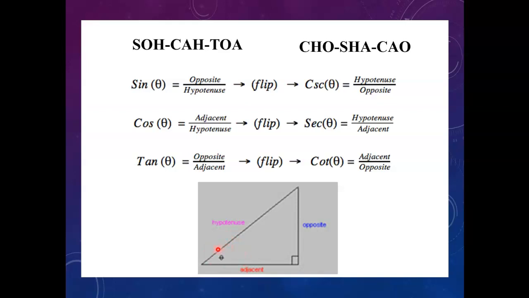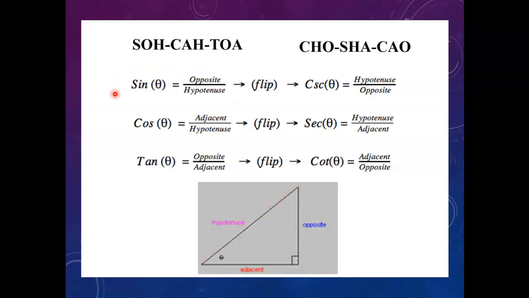Let's say this is theta. The side opposite to it is called the opposite side, of course. And then this side is called the adjacent side. And this side opposite the 90-degree angle is the hypotenuse. It is, in fact, the longest side.